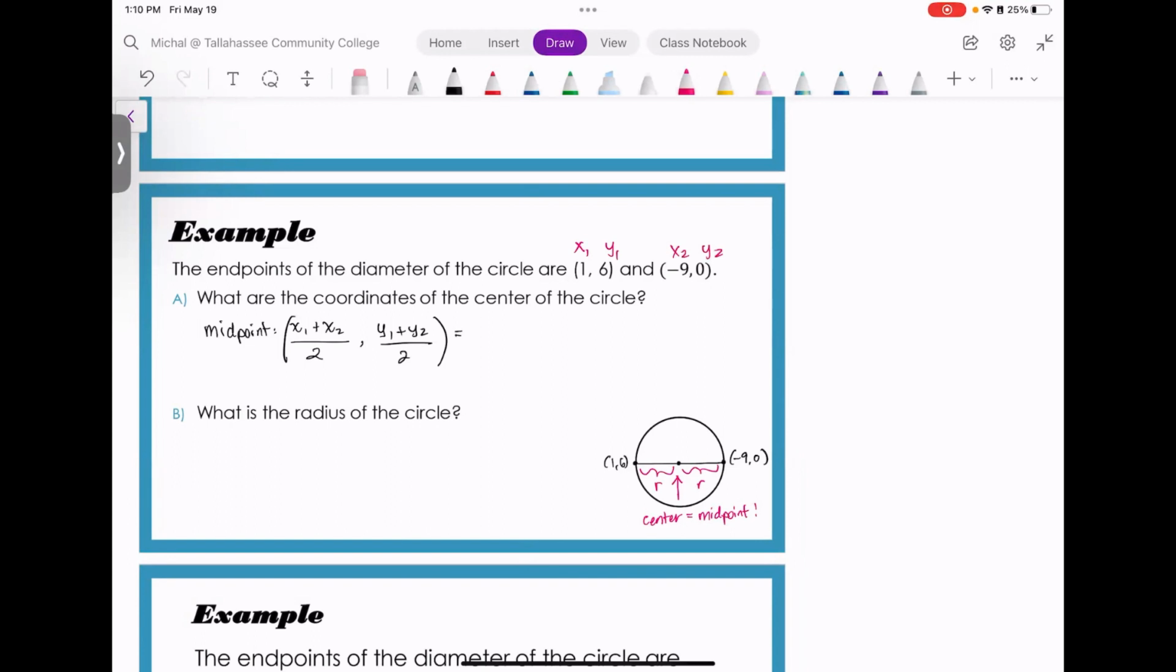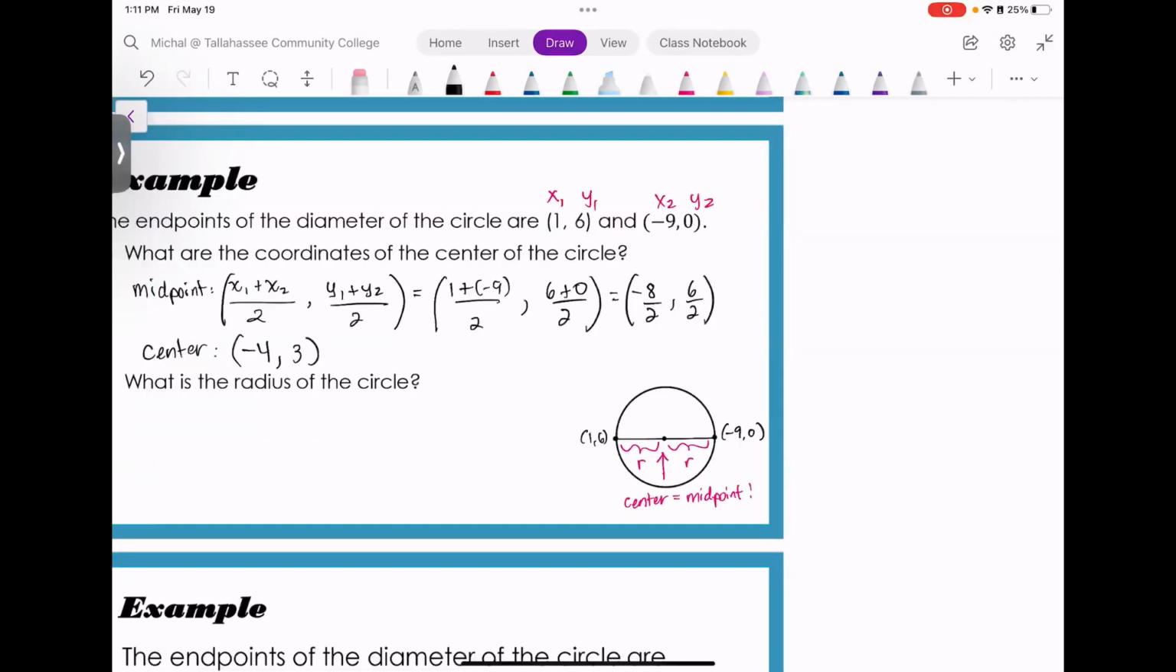Right, so what I get here is x1 plus x2 is 1 plus -9 over 2, and y1 plus y2 is 6 plus 0 over 2. If I simplify this, 1 plus -9 is -8 over 2. And on the right, 6 plus 0 is 6 over 2. And finally, simplifying this gives me that the center of my circle is going to be equal to -8 divided by 2, which is -4, comma 6 divided by 2, which is 3. I'm going to label that on my circle diagram.